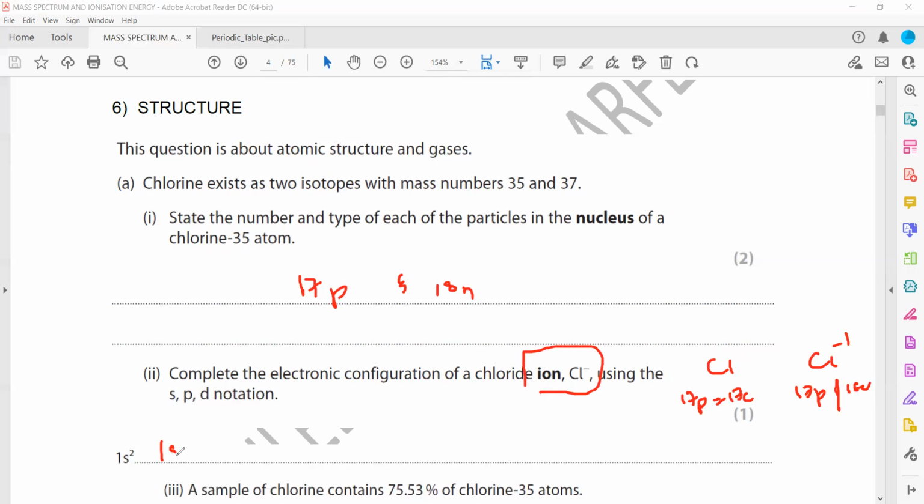1s2, then 2s2, 2p6, 3s2, and then 18 electrons are there, so 3p6. So this is the electronic configuration of the chloride ion.